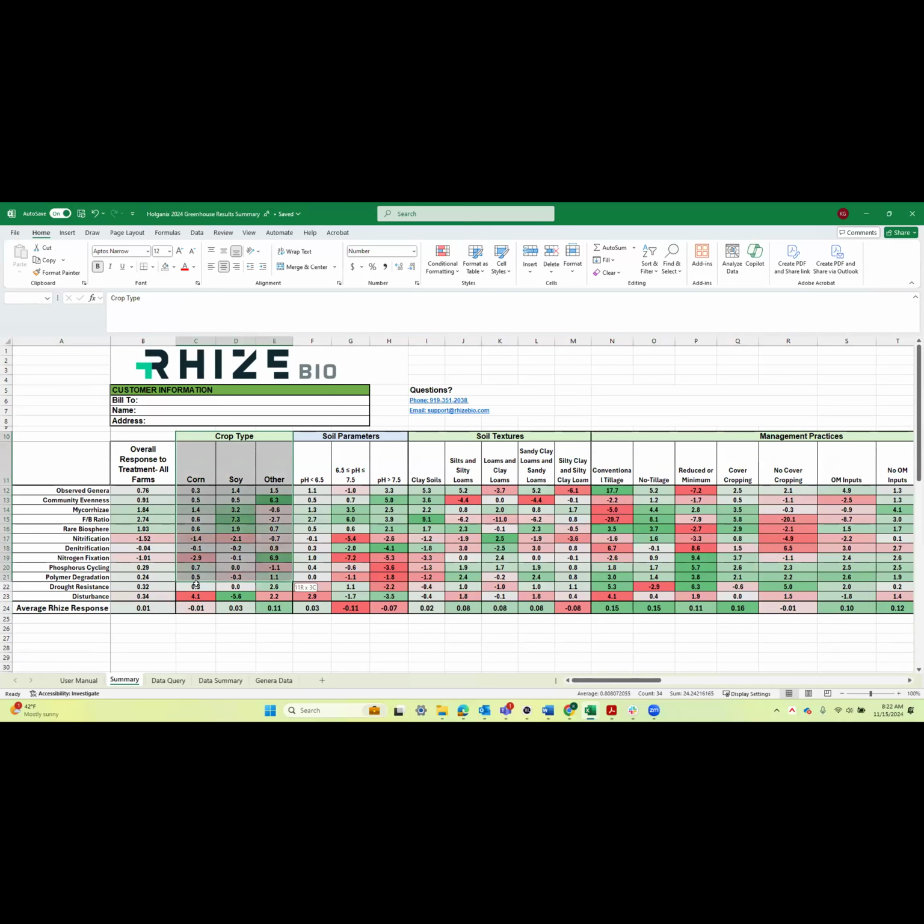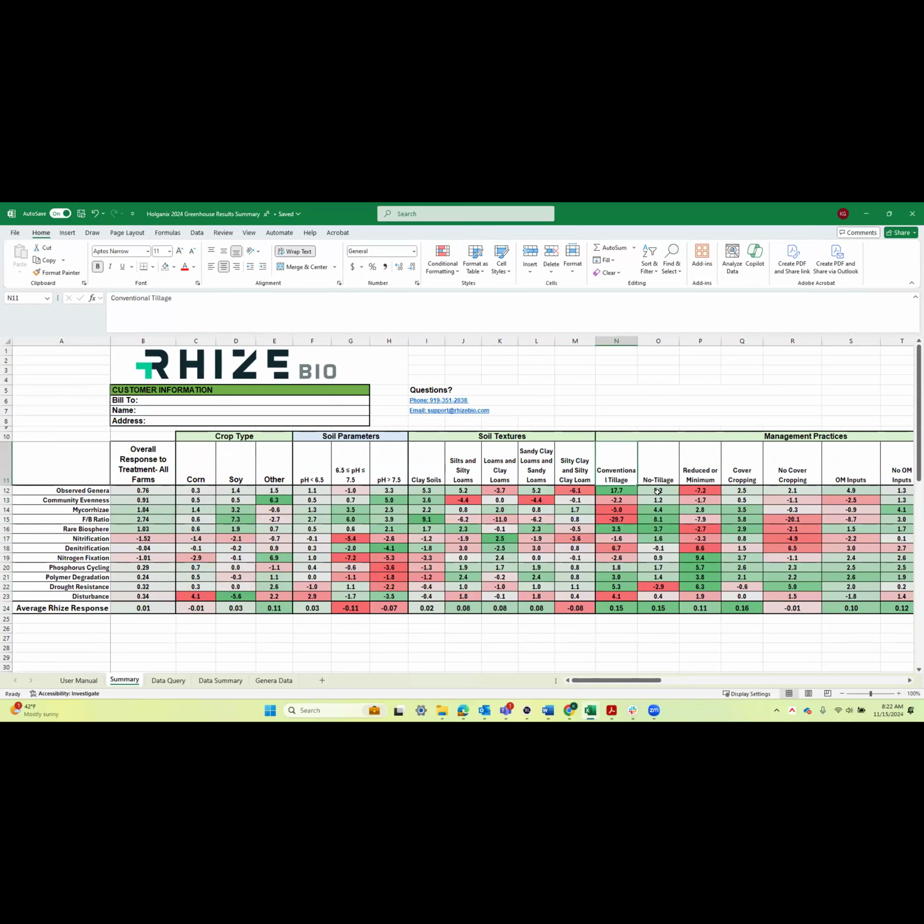And what we did is we sorted by the different crop types and the different soil pHs, soil textures, or management techniques. What this allows us to do is say, for example here, soy actually went up a little bit across the board, averaging all the different soybeans that we did, whereas corn actually went down a little bit. So this is telling us that maybe it's not a huge difference, but this product works slightly better on beans than it does on corn.